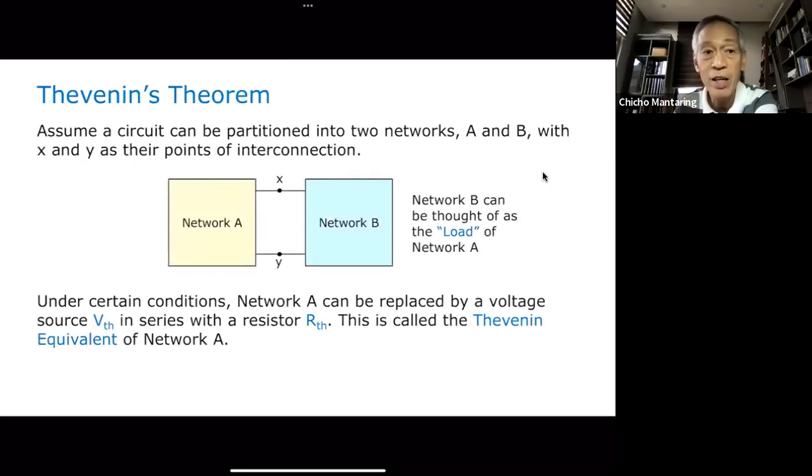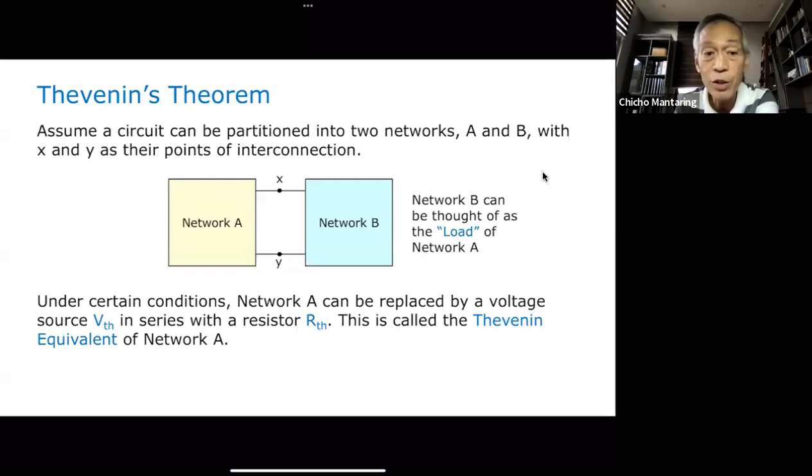Okay, so what is Thevenin's theorem? Assume a circuit can be partitioned into two networks, A and B. So let's say I have a rather complex circuit, and I can partition this into network A and network B. And the points of interconnection between A and B are the terminals X and Y. You might think of network B as the load of network A. Now, what is Thevenin's theorem?